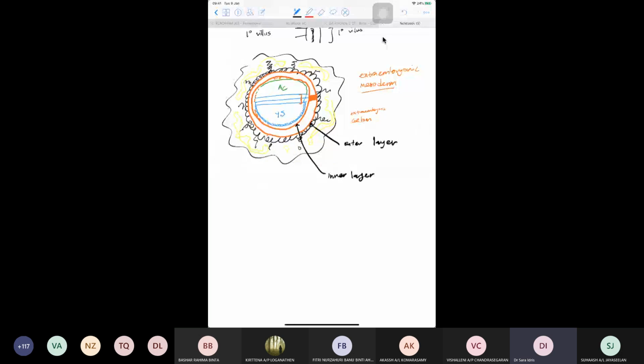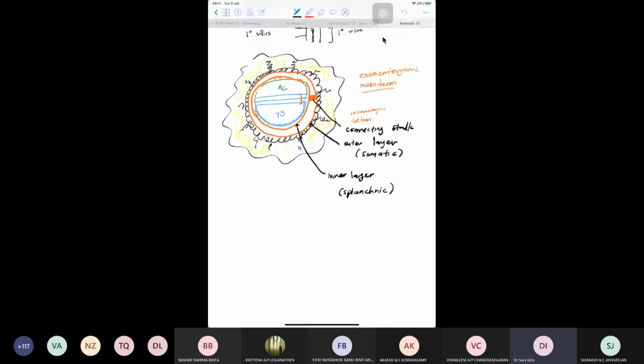Both of these layers are connected by this structure here, the part of the extra-embryonic mesoderm that persisted, and this is called the connecting stalk. The connecting stalk is eventually where the umbilical cord will develop, right? So the outer layer here is also called the somatic layer, and the inner layer is also called the splanchnic layer.